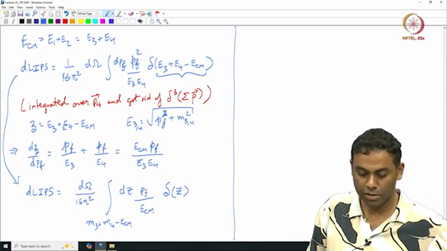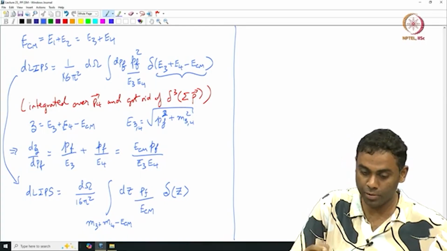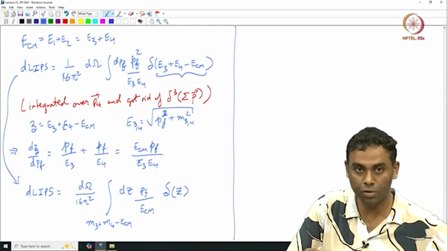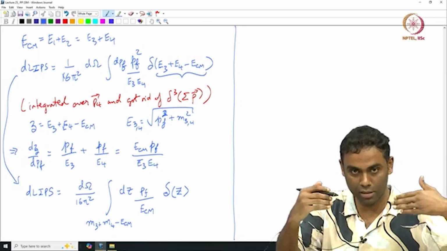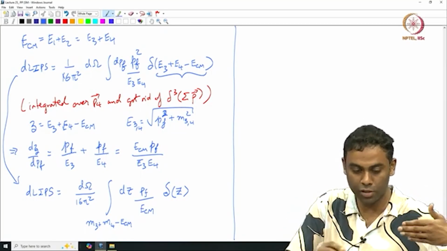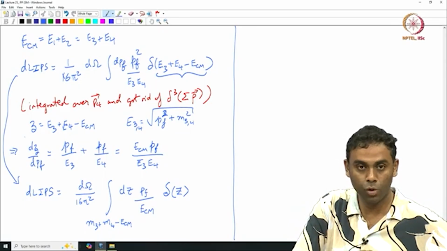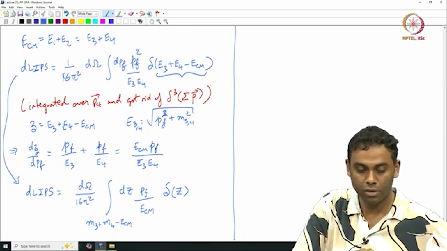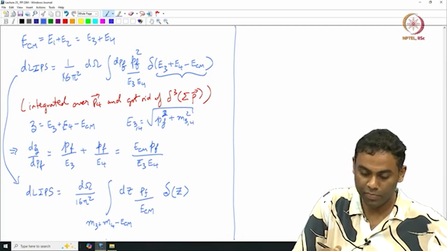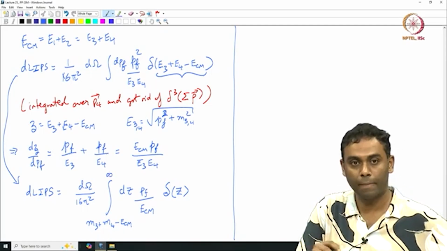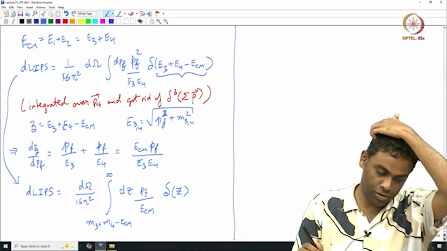right? So I need to start with, so basically what I'm doing is, if I set Pf to 0, that's barely producing the particle. You just produce the particle at rest. So if I set Pf to 0, what happens to the z? The lower limit of z is basically m3 plus m4 minus ECM, right? That's what I've written down here. Of course, it can go all the way to infinity, right? So you can have infinite momentum also.